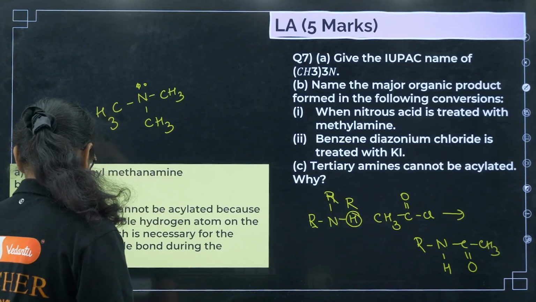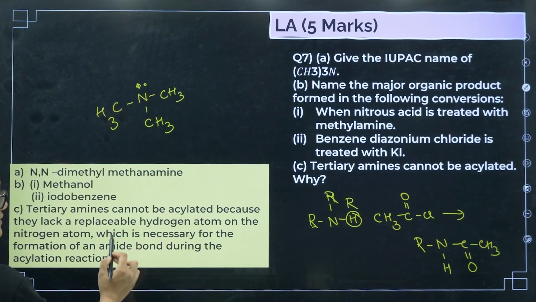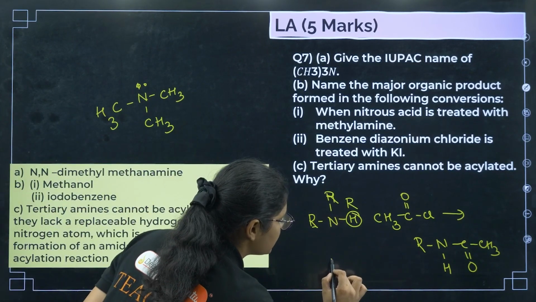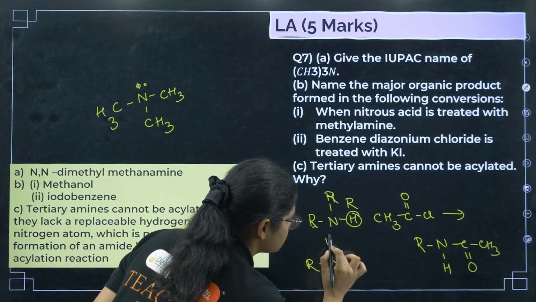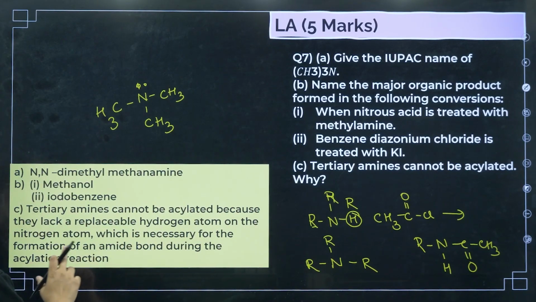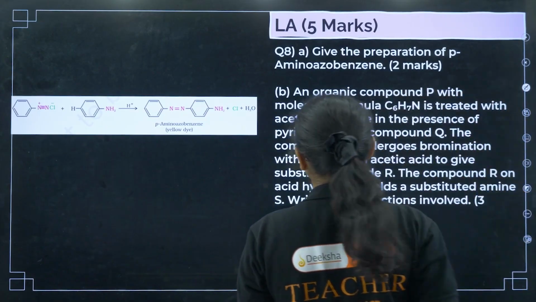That is the reason tertiary amines cannot be acylated: they lack a replaceable hydrogen atom on the nitrogen atom. Right, there is no hydrogen on the nitrogen atom, because in tertiary amines the structure is like this. There is no hydrogen atom, which is necessary for the formation of an amide bond during the acylation reaction. That is why no acylation is possible in tertiary amines.